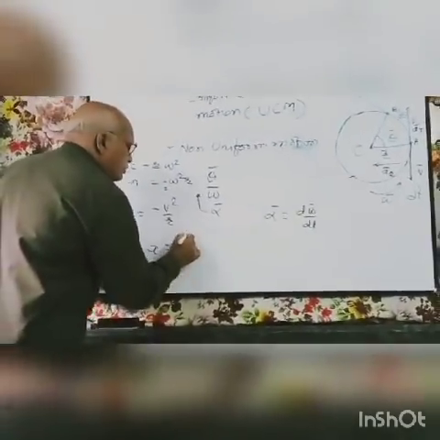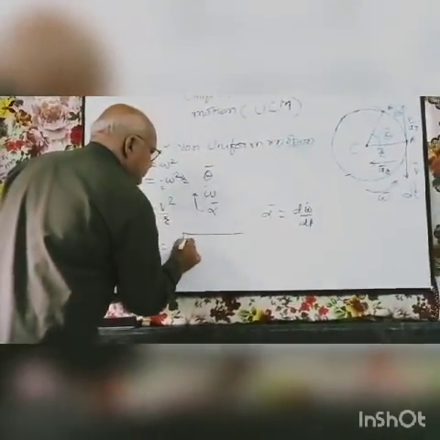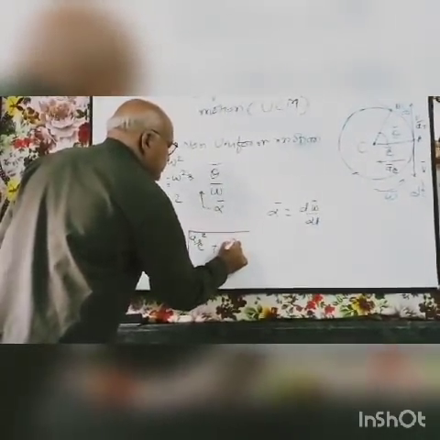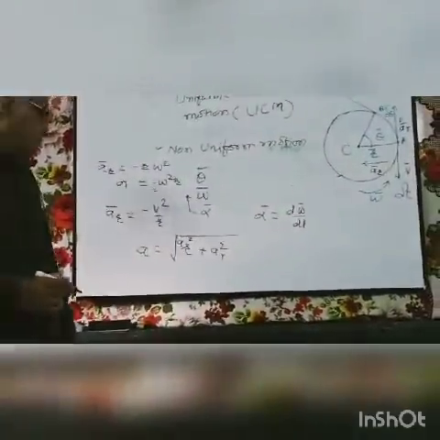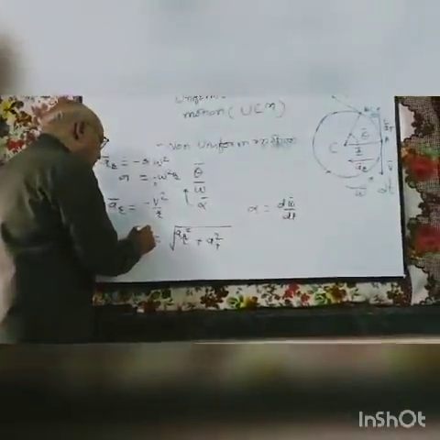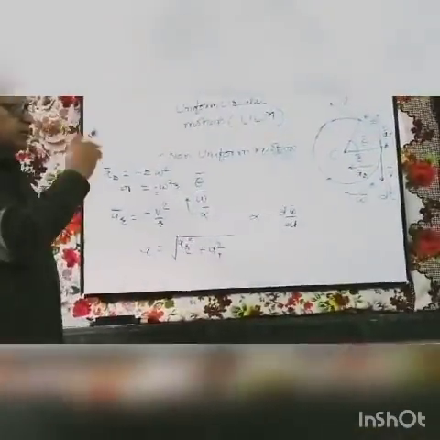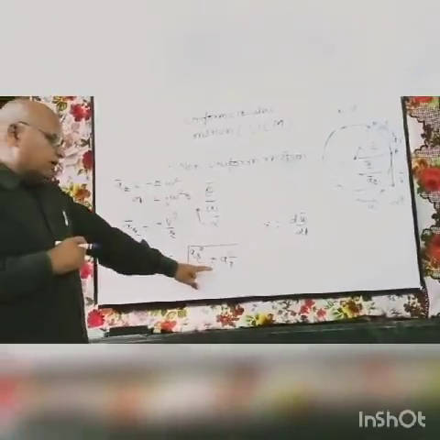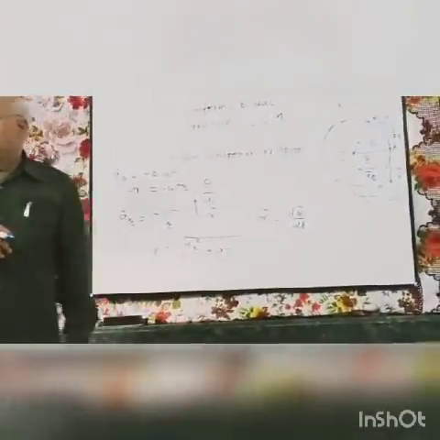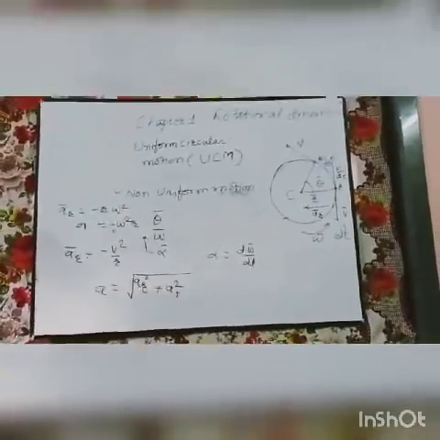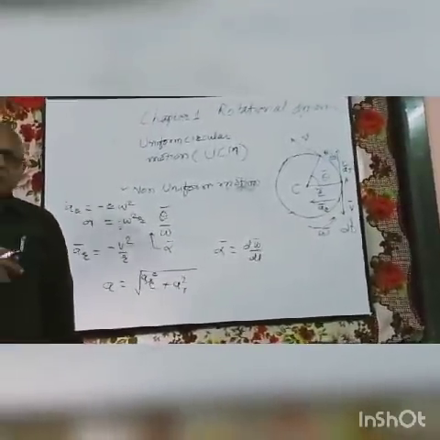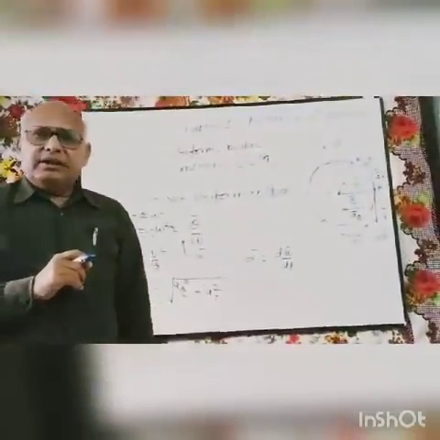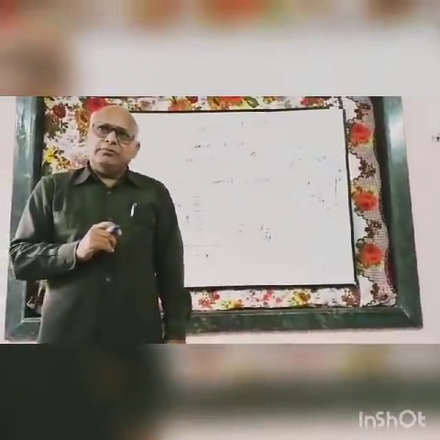Hence this acceleration a equals square root of a_R square plus a_T square. The magnitude of the resultant acceleration is given by square root of a_R square plus a_T square. With this, we are going to stop here. Tomorrow we are going to learn some more things, that is centripetal force and centrifugal force.